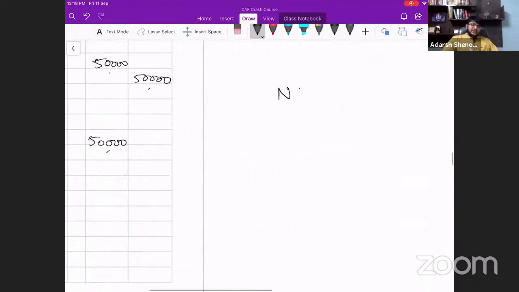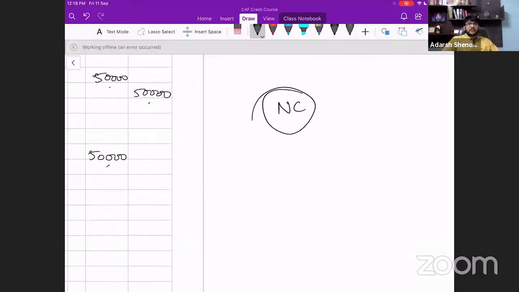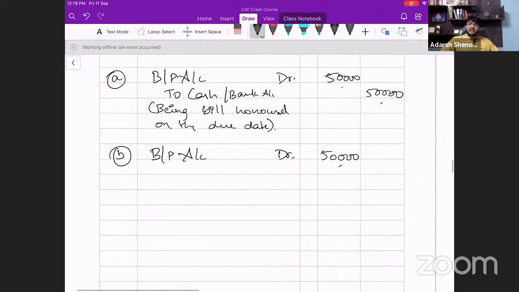Is there an expense that we have incurred now? We've not paid for it, but have we incurred an expense? Yes. What is that expense? Noting charges. Should we recognize that expense? Yes, sir. We have to recognize that expense. Noting charges account is to be debited. How much is the noting charges? 100 rupees.